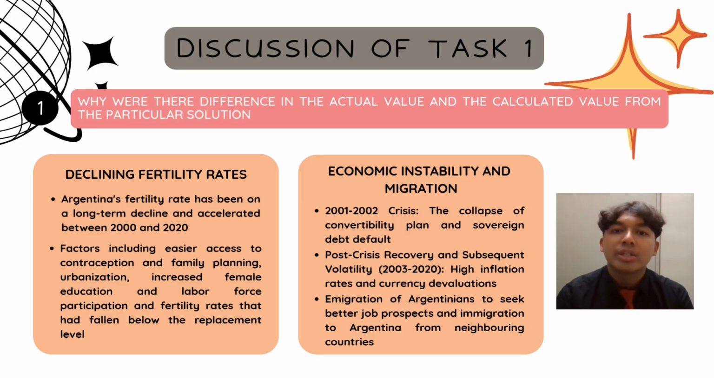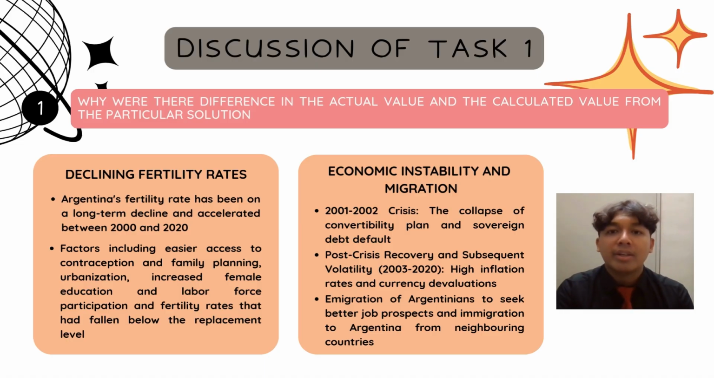So, for the discussion in task 1, why was there a difference between the actual value and the calculated value from the particular solution? The reason for this is the simplifications in the model. Most general solutions often rely on simplifying assumptions and assume a constant growth rate. However, this value was not constant. It fluctuates due to several factors.